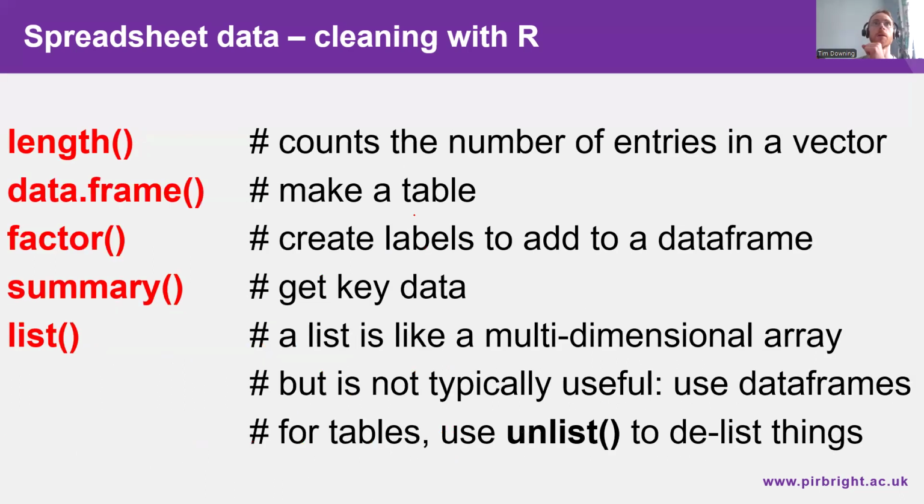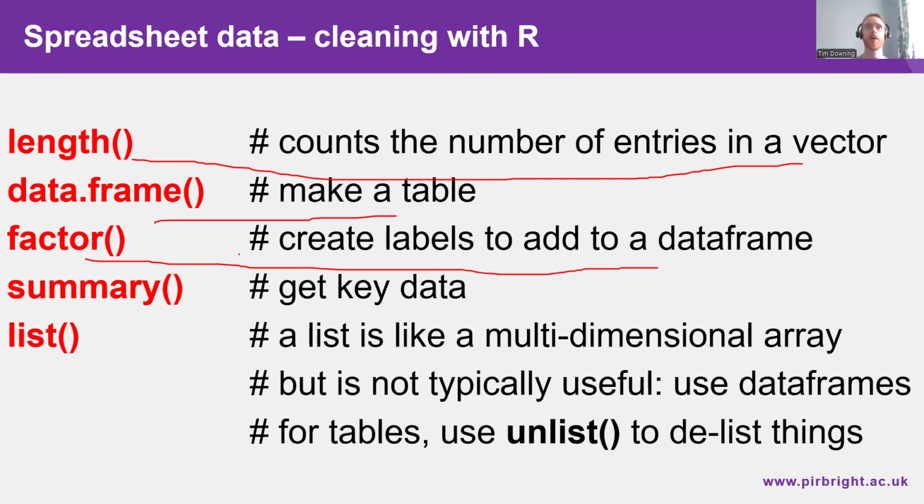So what we can do is focus on key commands that are useful, such as length. So that gets the number of entries in a vector. So that could be one vector. We have data frame to make a table. Factor creates labels to write a data frame. Summary is mentioned already. And list. A list is like a multi-dimensional array. It's great for semi-structured data, or indeed some types of structured data, but data frames are more useful. And a handy command if you need to delist things is the function unlist.